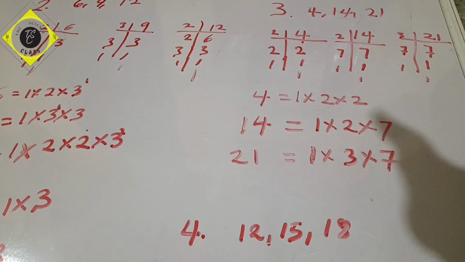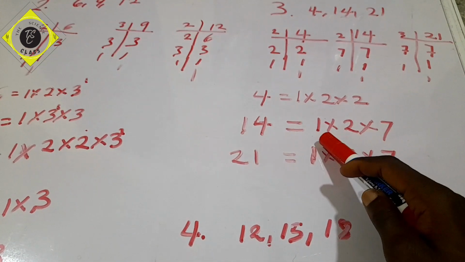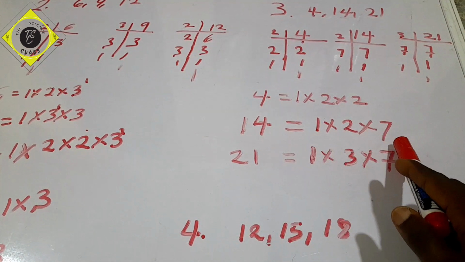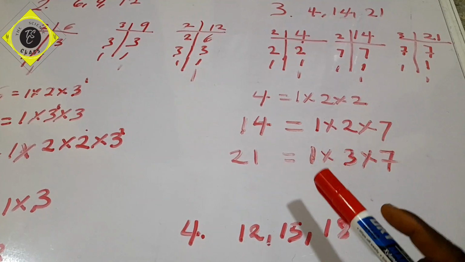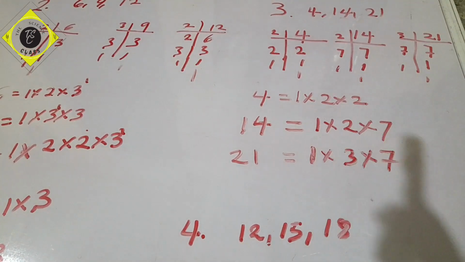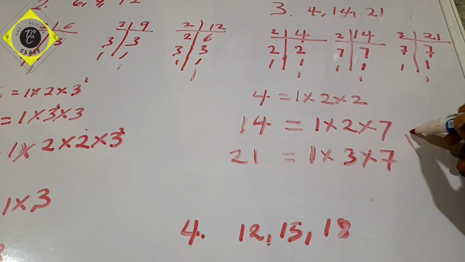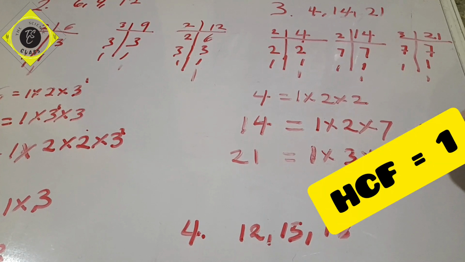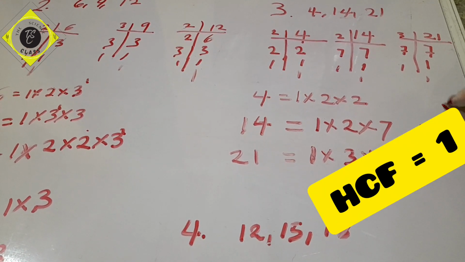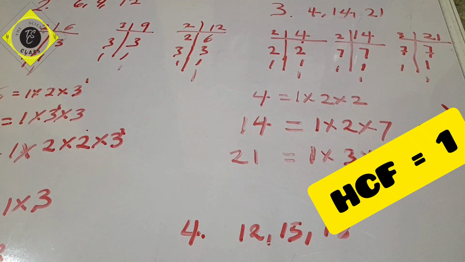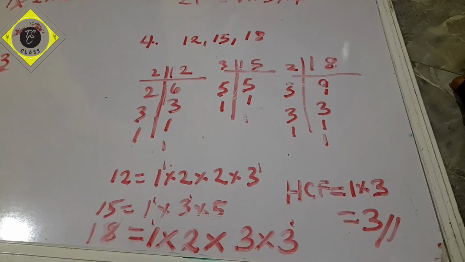Because here you have 2, here you have 2, here you don't have 2. Here you have 7, here you don't have 7. Here you have 3, you don't have 3 in the other ones. So the HCF of these numbers is simply 1. HCF is equal to 1. That's the only number that is common to all of them. So let's go to the next example.